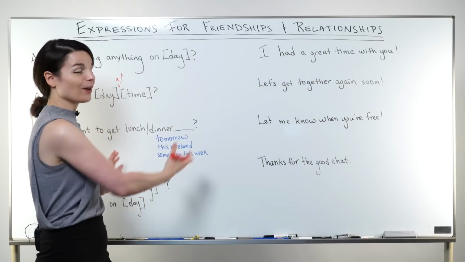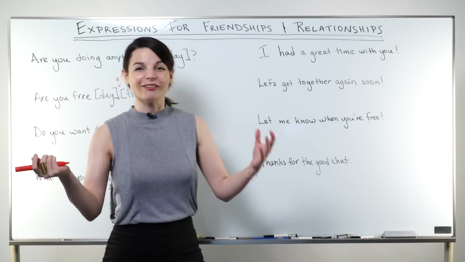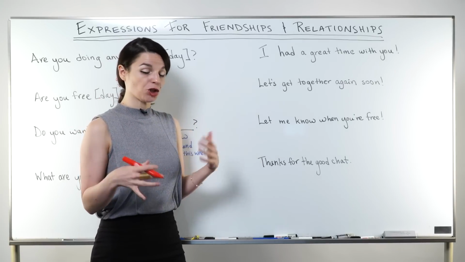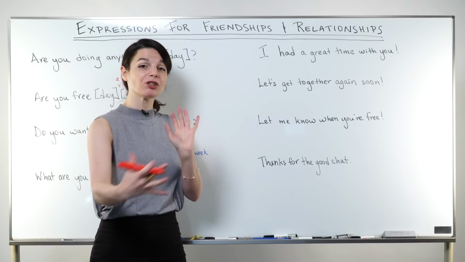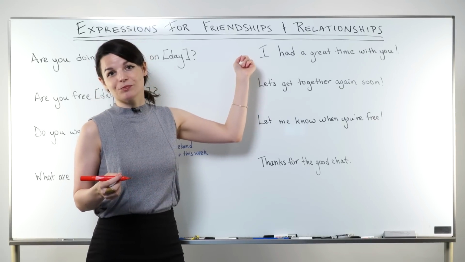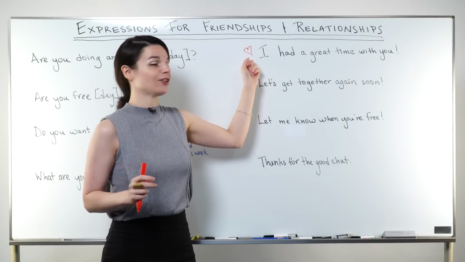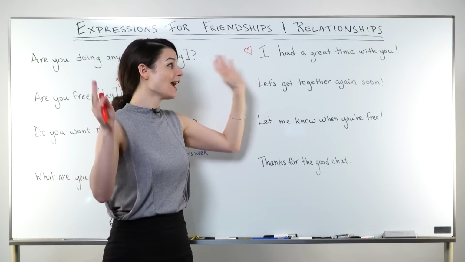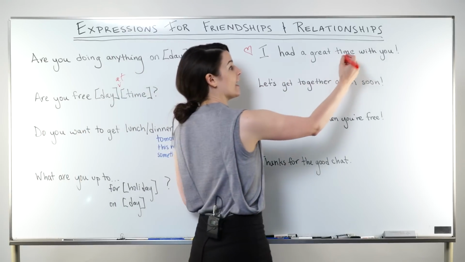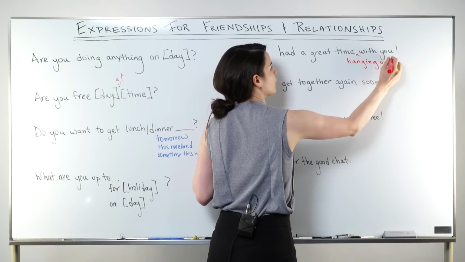So after you ask about someone's plans and maybe you get lunch or dinner, a coffee, a drink, whatever, to talk about the next time to get together or to express your feelings about your experience positively, you can say, I had a great time with you. This is something that we tend to use more in romantic situations. Like you had a date with someone, you can say, I had a great time with you. To make it a little more casual, you can say, I had a great time hanging out with you.